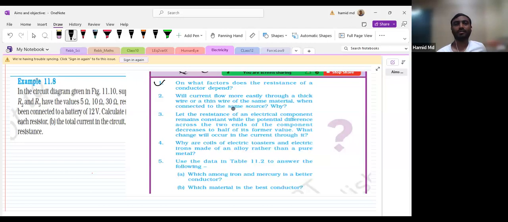Clear? Okay, it's not yet clear. Resistance depends directly on the length of the conductor. Correct the statement. Resistance is directly proportional to the length and inversely proportional to the area of cross section, right? Yes, sir. This is the correct statement. Good.